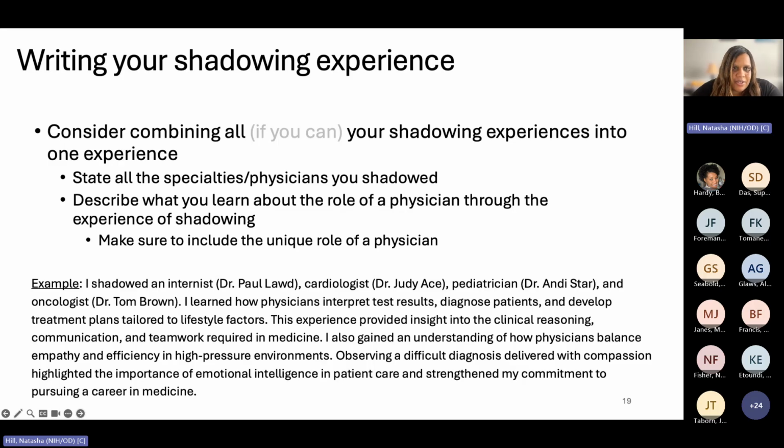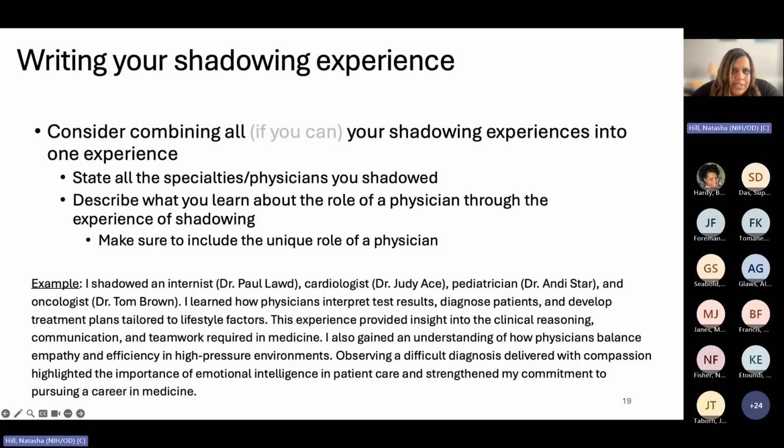And think about stating the specialties and/or the physicians that you shadowed, and describe what you learned about the role of a physician through your experience of shadowing. And make sure to include that unique role of a physician, that problem-solving aspect that comes with being a physician, right? What is unique about being a physician? Make sure you include that. So here we have an example.